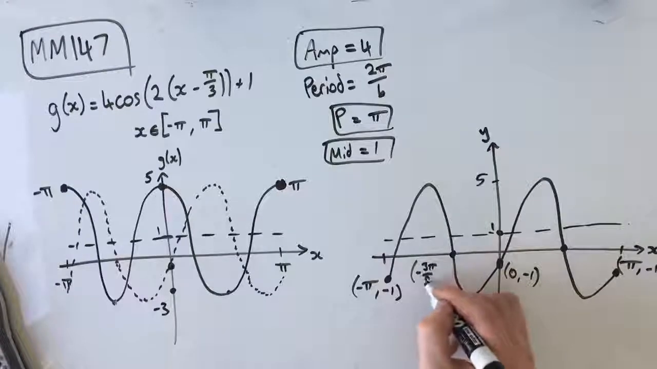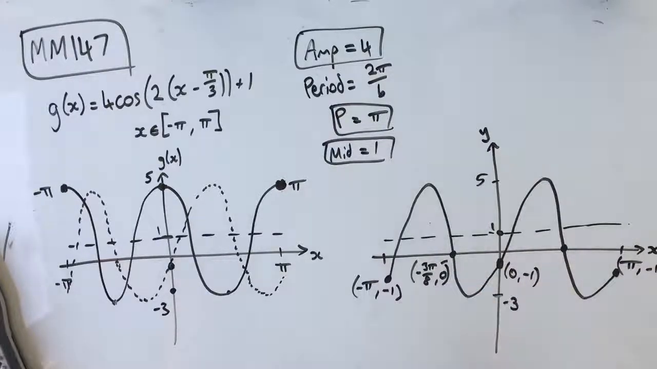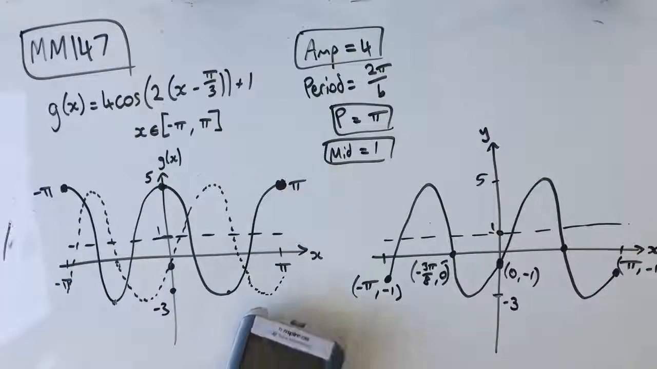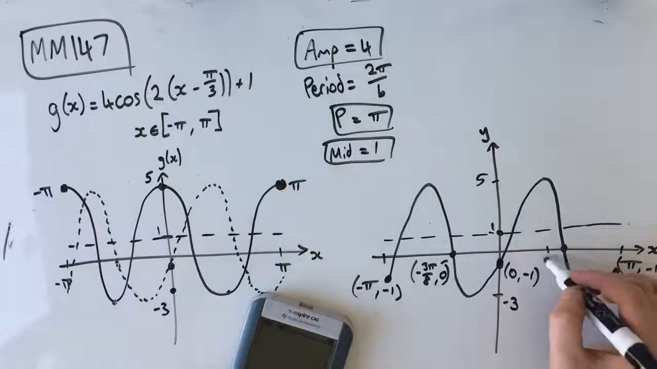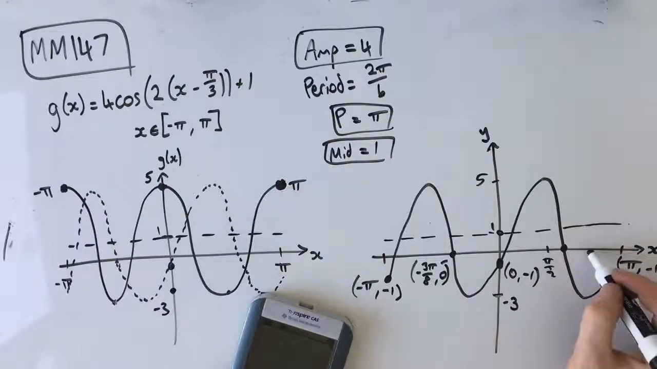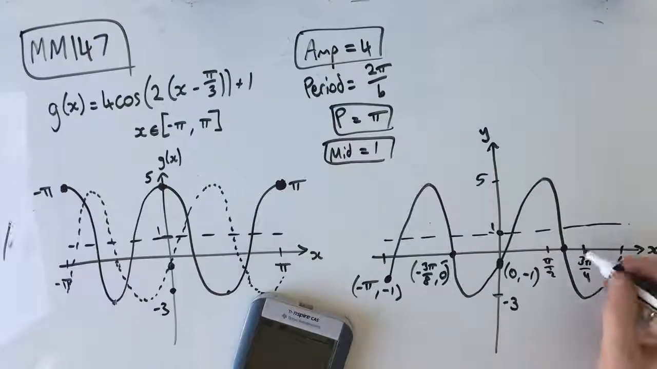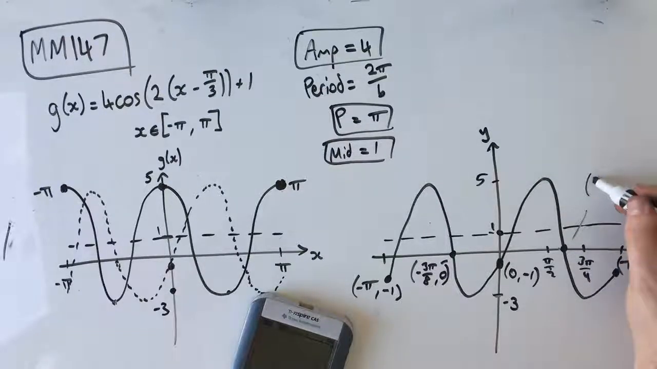Negative 3 pi over 8, 0, this bit here. And this bit here is going to be halfway between pi on 2, which is this point here, and 3 pi on 4, which is this bit here. So we're going to go 3 pi on 4, plus pi on 2, and divide that by 2, which is 5 pi on 8. So this bit here is going to be 5 pi on 8, 0.